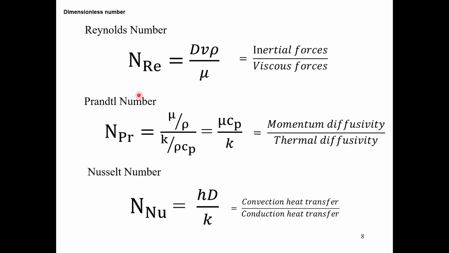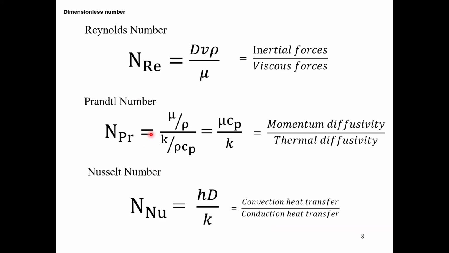All right. From your momentum transfer class, your Reynolds number compares inertial forces to viscous forces, right? And the Nusselt number, which we just saw, is hd by k. Since you have heat transfer coefficient at the top and thermal conductivity k at the bottom, it compares convection heat transfer to that of conduction heat transfer, which we just saw.